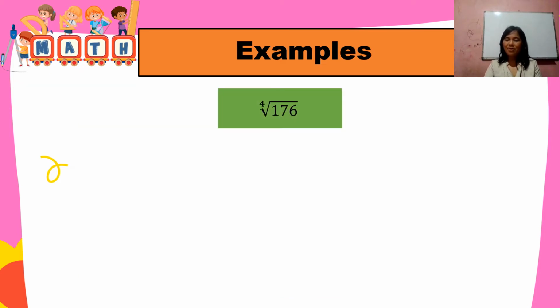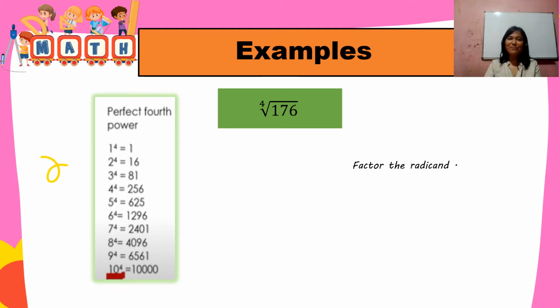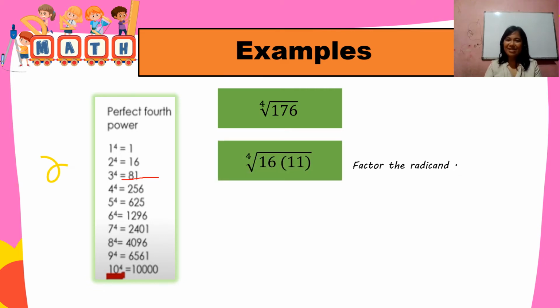Isa pa, paano naman kung fourth root? Of course, when you factor out the radicand, dun ka naman sa fourth root na table. Okay? So, 176. Dito lang yan sa 81. Ano kaya ang pwedeng ma-divide natin sa 176? 16? Check nga natin. Okay, 16 and 11. Kasi when you divide 176 divided by 16, 11 yung sagot.